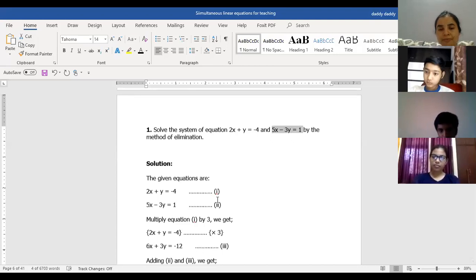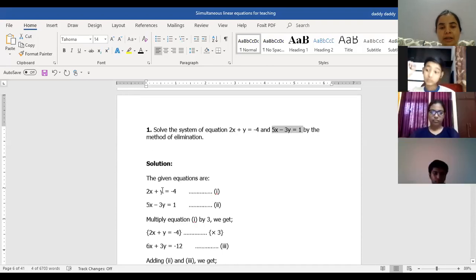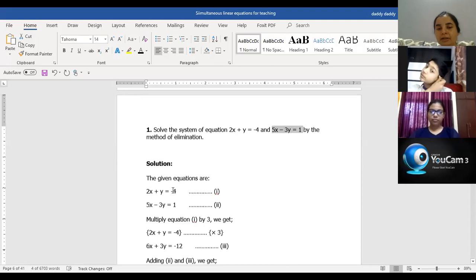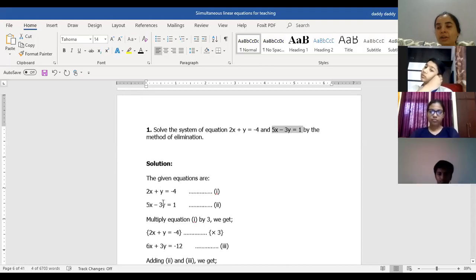I have to eliminate one of the variables. That is my decision, which variable I want to eliminate. I can select and choose. So let's say, for the time being, I want to eliminate variable y from both the equations. I see in my first equation, y has got a plus sign. In my second equation, the y term has got a minus sign. It is minus 3y written over here.